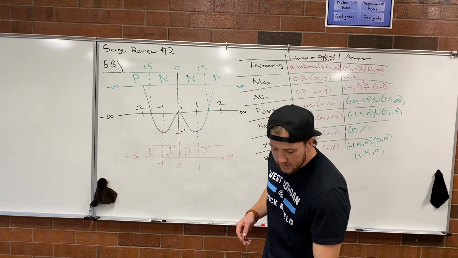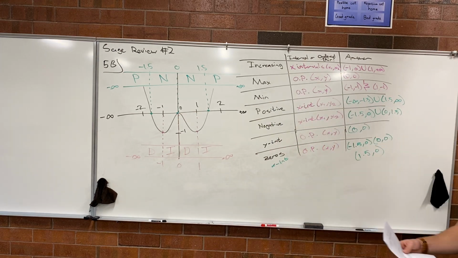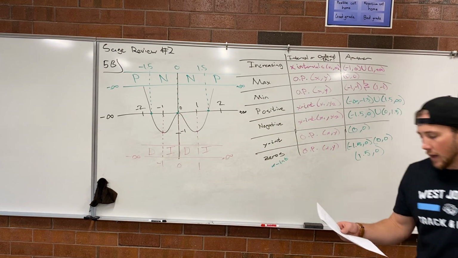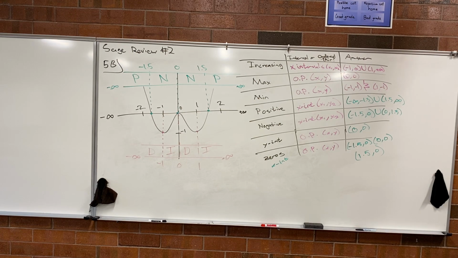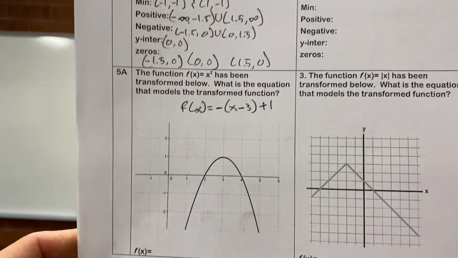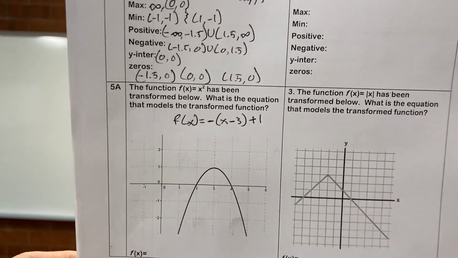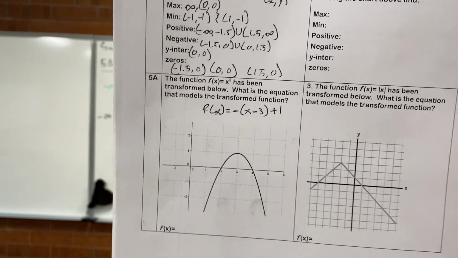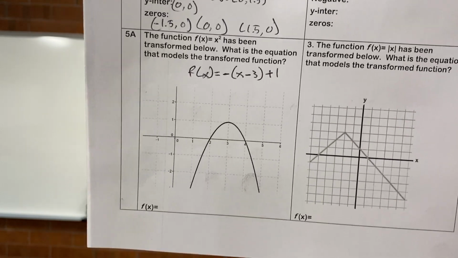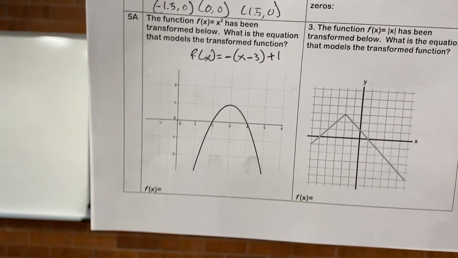Okay, the next one is pretty easy right here. And you know what? I'm not even gonna do this one on the board. I'll just put it up here and I'll just talk you guys through what my reasoning was with it, okay? So we started out with the function f of x equals x to the second power that's been transformed below, okay? So I needed to come up with an equation to figure out what the transformations are.